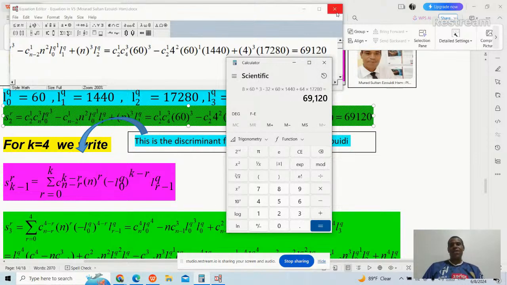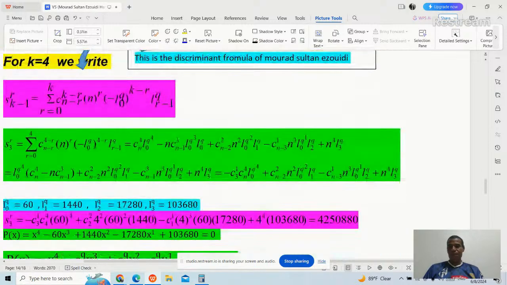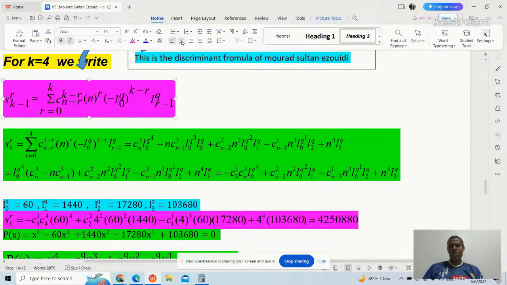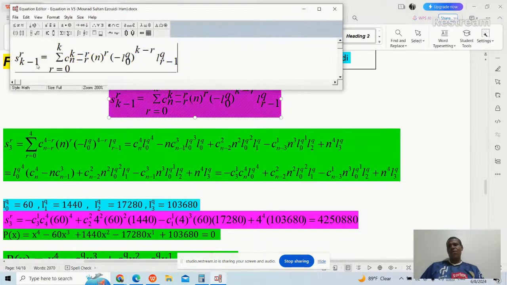And we continue, evaluating now the value of S3. This is the formula that has to be applied to find the value of S3. I will substitute k with 3.